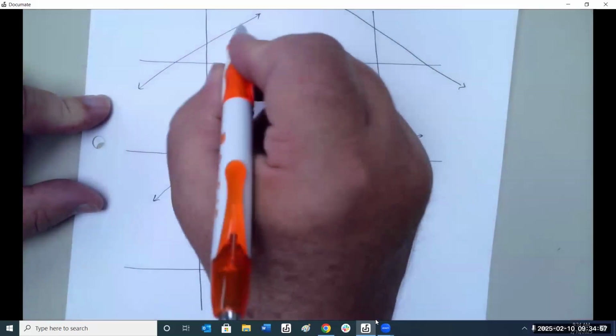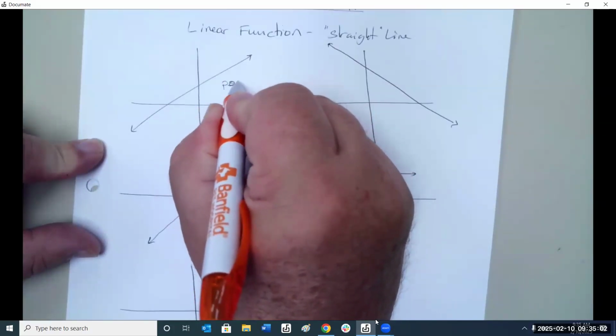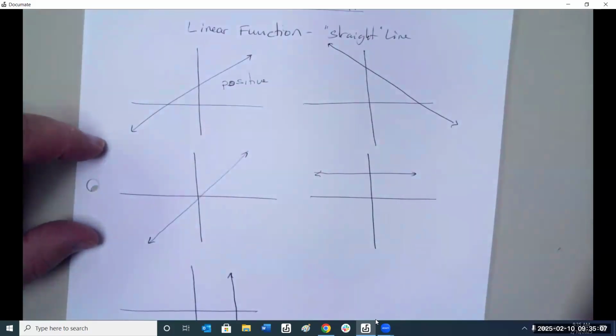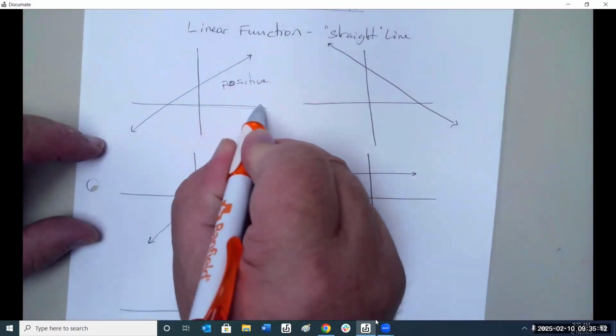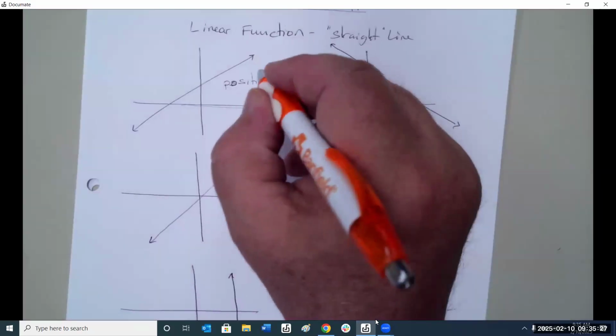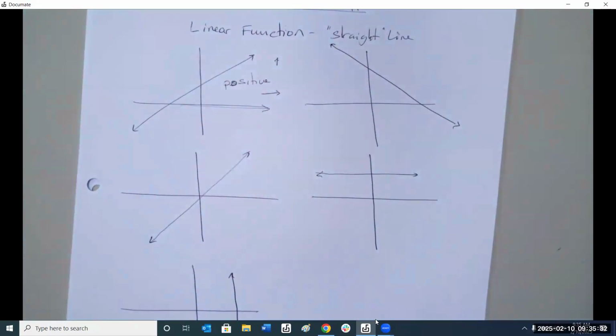If you have something like this, the line is positive. Why do we know it's positive? Because as x, we always remember the horizontal axis is our time. As x gets bigger, what happens to the graph? It increases. It goes up. So as x goes to the right, y goes up, that means it's positive.